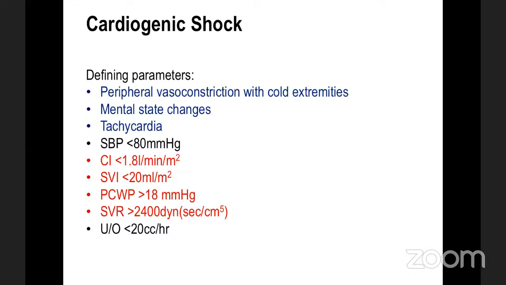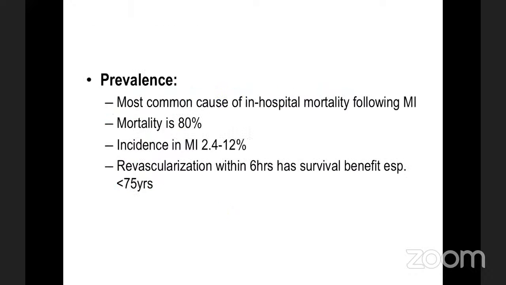As we know, cardiogenic shock is defined by clinical features like cold extremities, mental state changes, and tachycardia, with hemodynamics of systolic blood pressure less than 80, cardiac index less than 1.8, wedge pressure more than 18, SVR more than 2,400, and urine output less than 20 ml per hour. Cardiogenic shock is the most common cause of in-hospital mortality after MI. The mortality reaches around 80%, and the incidence is around 2.4 up to 12%.